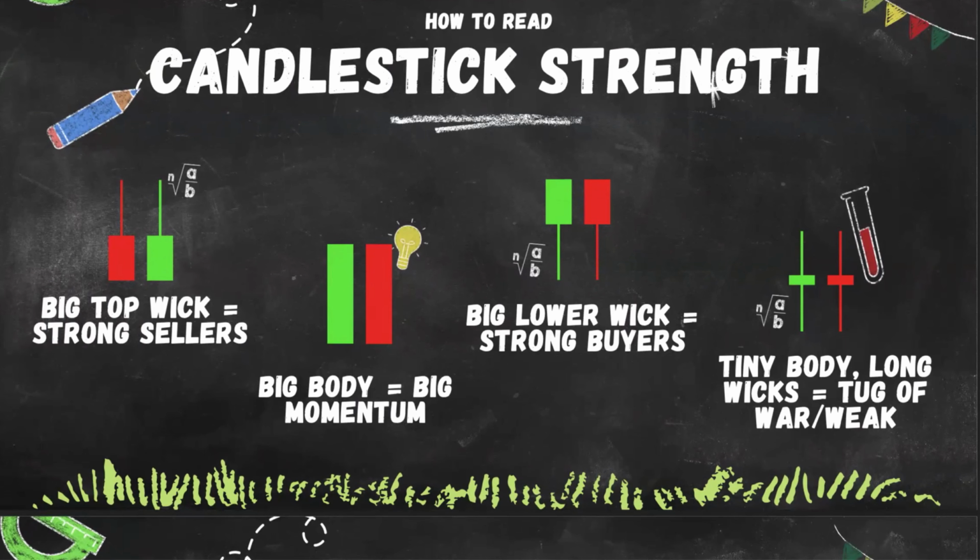Learning how to read candlestick strength is so important, okay? Let's just disregard the green candles for a second and let's just look at the red candles. Right here, it says if we have a large top wick, that means that we have strong sellers. Why? If we know that a bearish candlestick opens at the top and closes at the bottom, if we have a longer top wick, that's letting me know that at some point in time, this candlestick was all the way up here, but the sellers stepped in and closed it down here. Does that make sense? So even right here, it says big lower wick equals strong buyers. So if I know, again, bearish candlesticks open at the top, they close at the bottom.